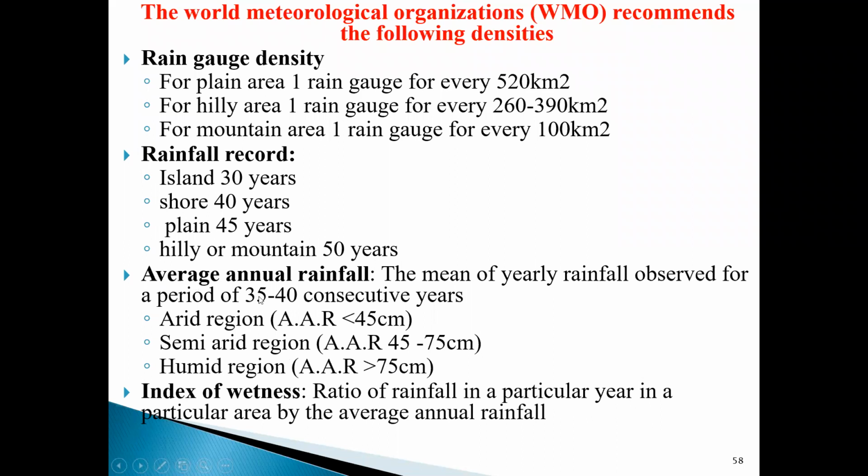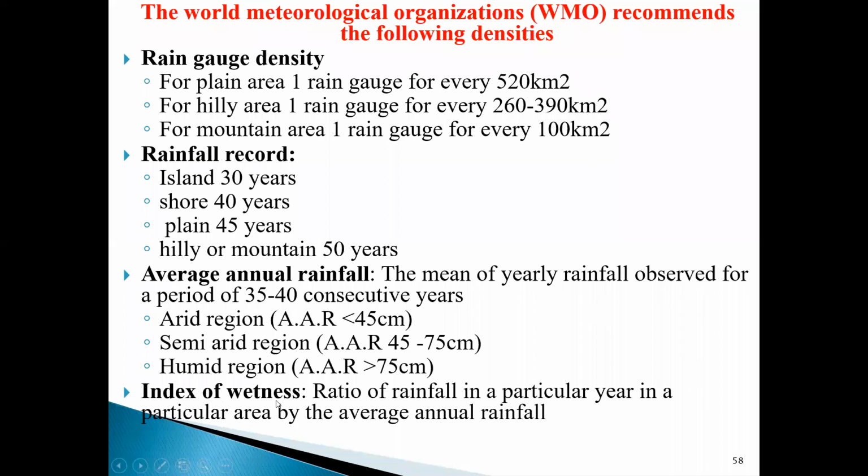So depending on the average annual rainfall, the areas can be classified into arid region, semi-arid region, and humid region. And the average annual rainfall is nothing but the mean yearly rainfall observed for a period of 30 to 40 consecutive years. So these are the figures. Less than 45, it is arid. Between 45 to 75, it is semi-arid. And the humid region is wherein you have the average annual rainfall above 75 centimeters.